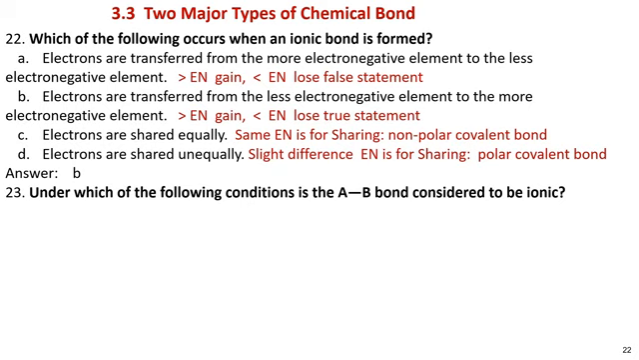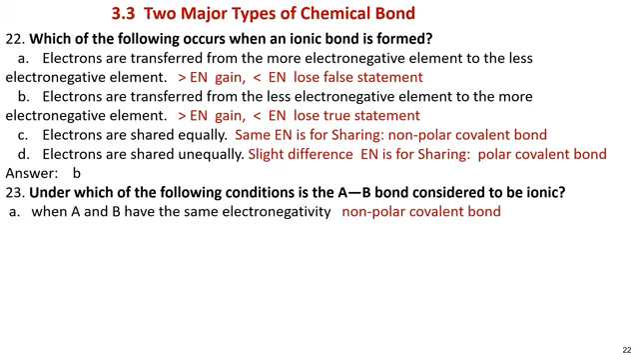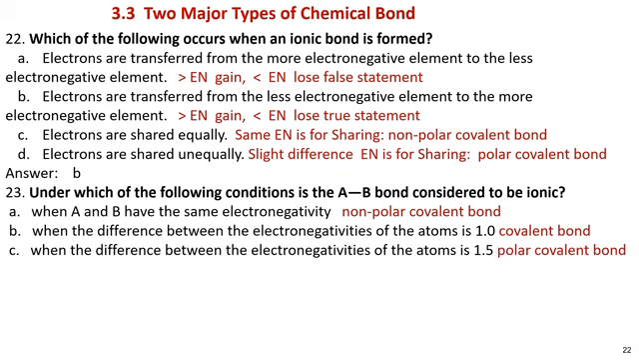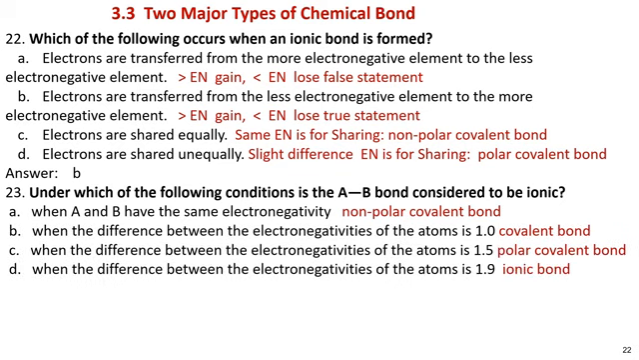The bond between A and B is considered to be ionic. Ionic is when the electronegativity difference is 1.9. Remember that I talked about it? 1.9 is the ionic bond. Polar covalent bond is 0 and 1.5. Non-polar covalent bond is, answer is D.